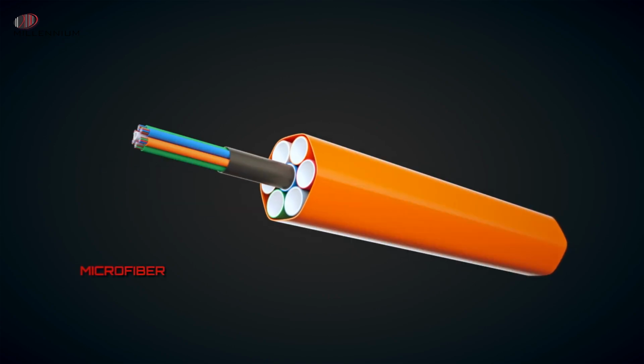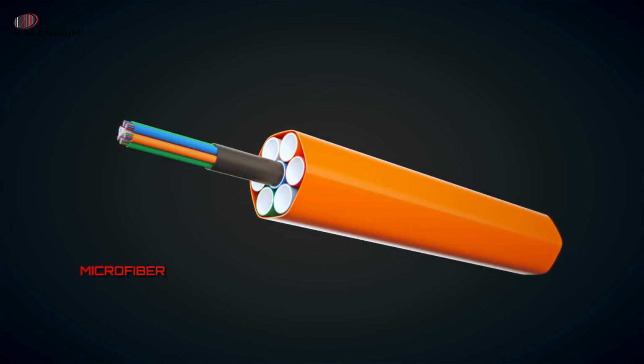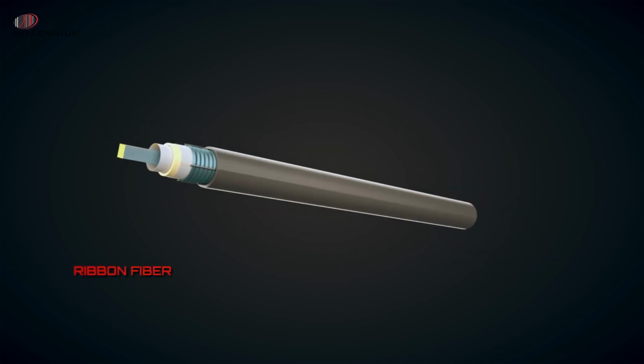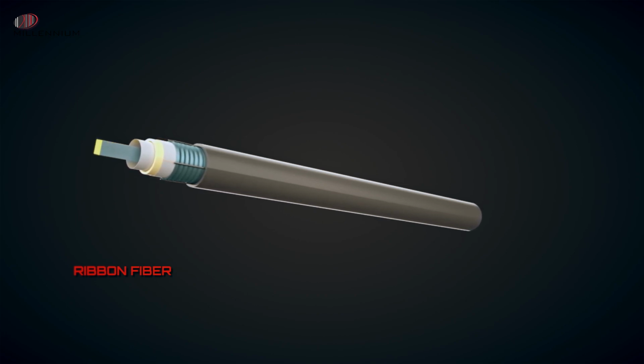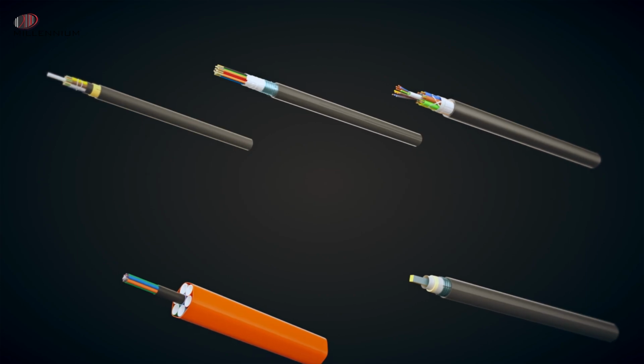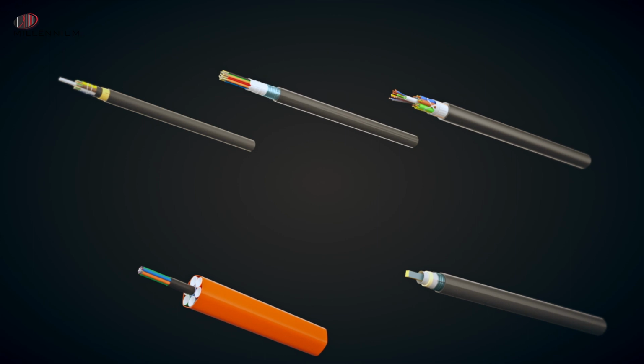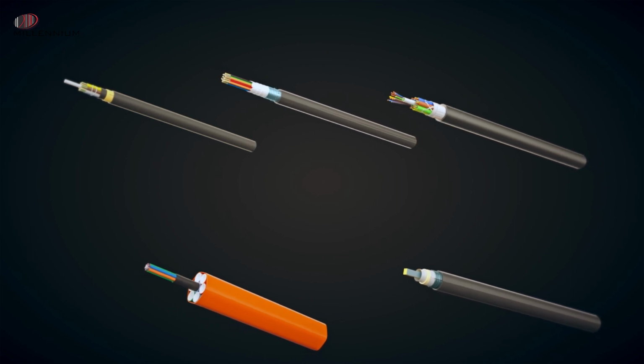Microfiber is a high-density cable, commonly used within microtechnologies. This is especially useful in areas where a lot of infrastructure already exists. Ribbon fiber contains groupings of connected fibers. This helps speed up the splicing process, saving time and money. Did you know that fiber can be placed both aerially or underground? Let's start our network underground.